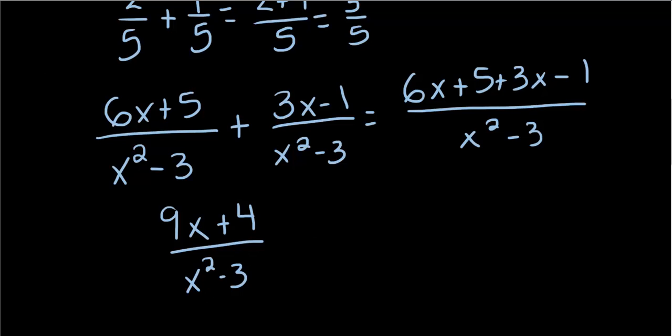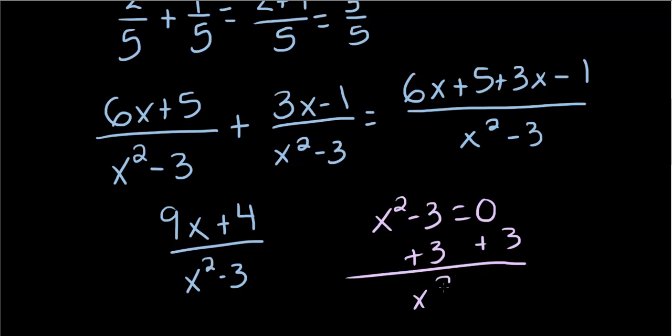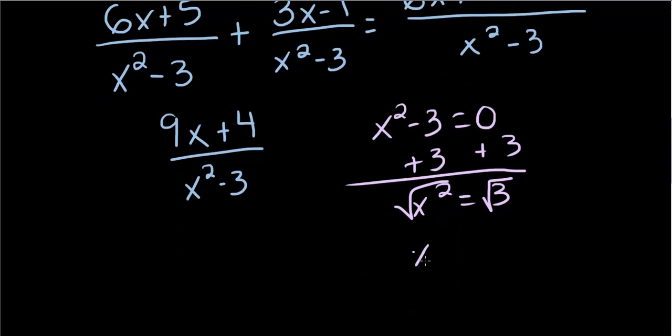How do we find this? Well, we make x squared minus 3 equal to 0, and we solve for it. So we add 3 to both sides. That's going to give us x squared equals 3. Then we square root both sides. So we're going to have x equals plus or minus the square root of 3. So what does it mean? That we cannot have x equal the square root of 3 or negative the square root of 3. Those are the two values that I cannot have.